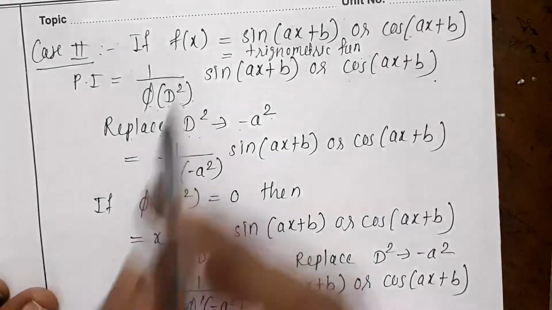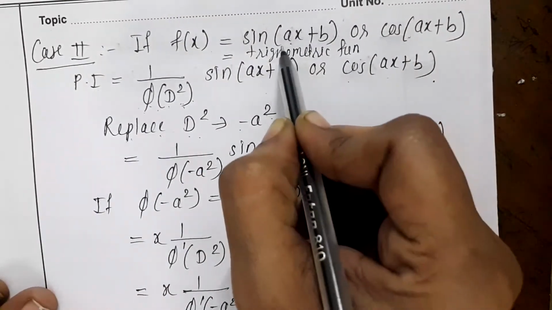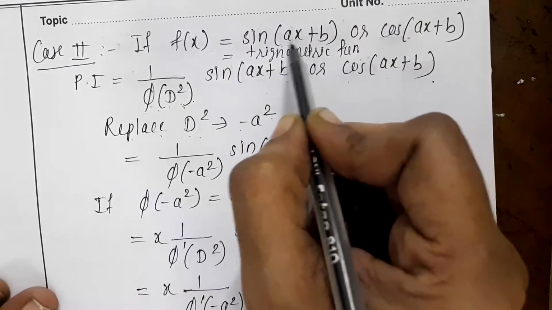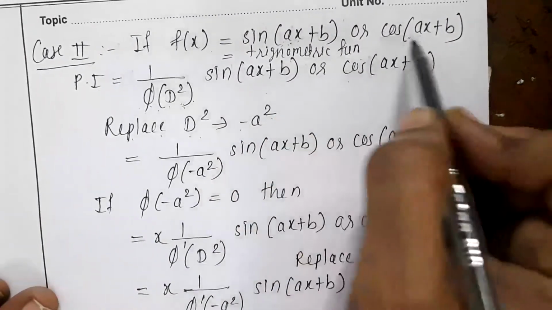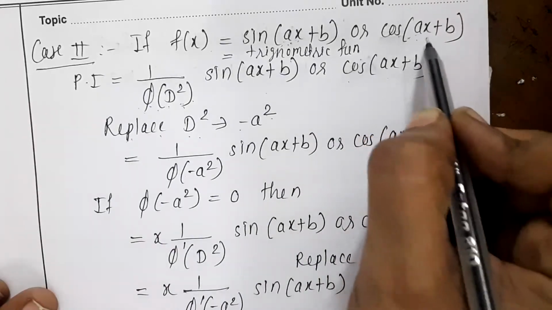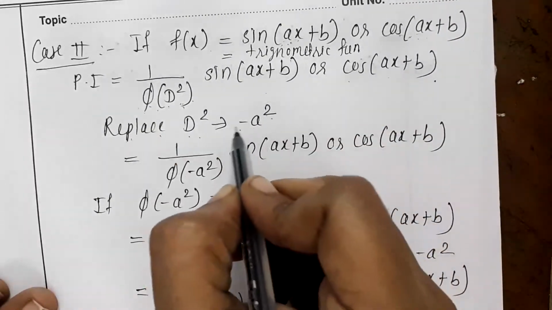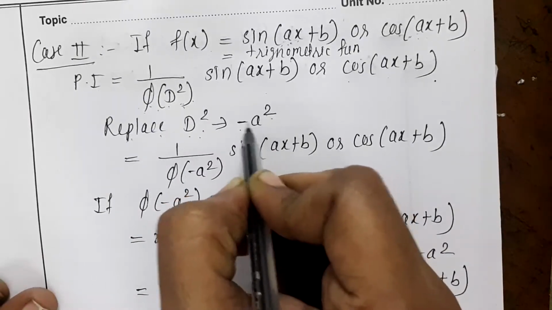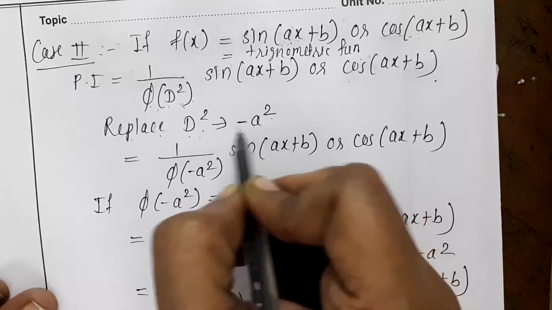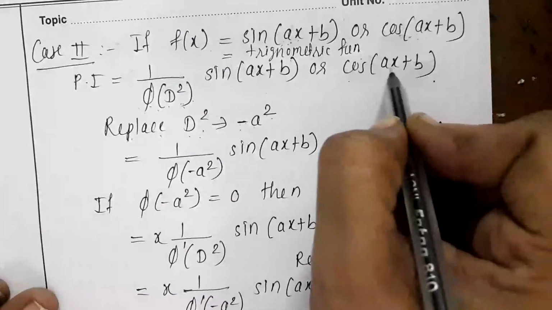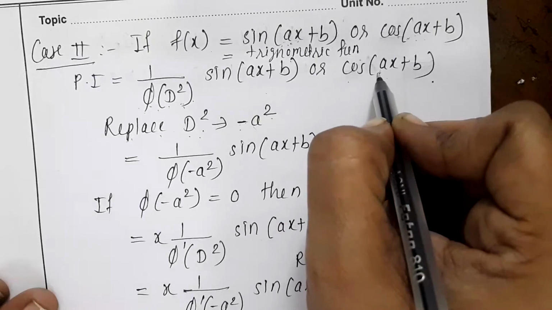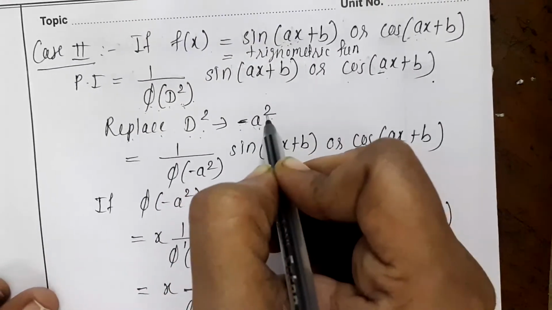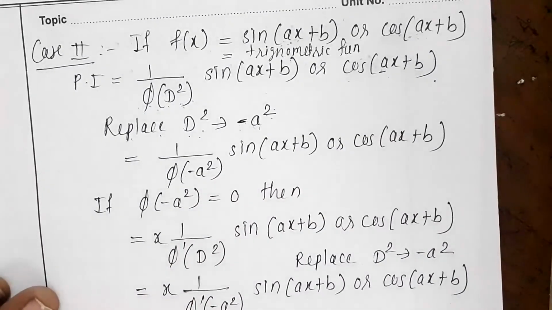Now again, what is a? A is the coefficient of x in the trigonometric term. So if it is sin ax, then a is the coefficient of x. If it is cos ax, then a is the coefficient of x. So we have to replace D square by minus a square as it is. Don't take this minus inside the square. The minus remains as it is. You have to find the square of only the coefficient of x, that is a. So it is minus as it is, and the coefficient of x whole square, which is a square.